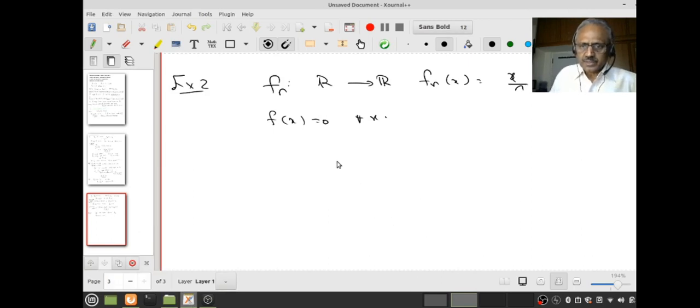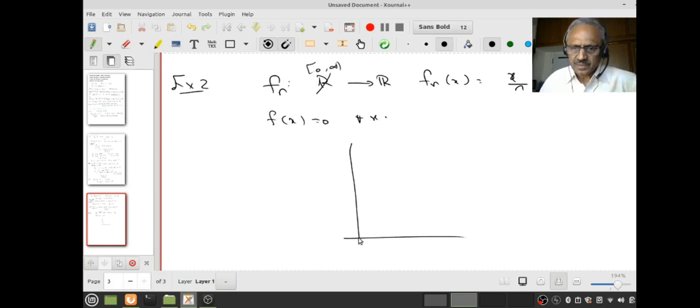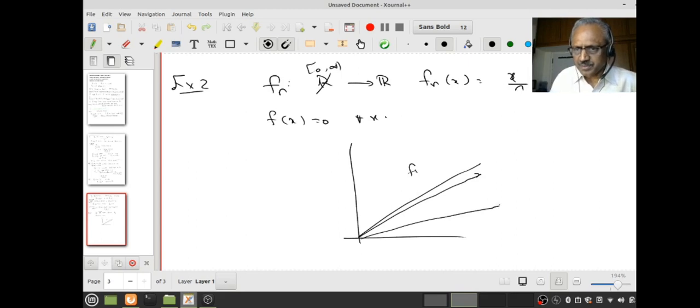Right, now let's look at this picture. Let me assume 0 to infinity. So that I do not see, this is f1, this will be f2. f2 should be actually half of this, but let me know, this will be fn.